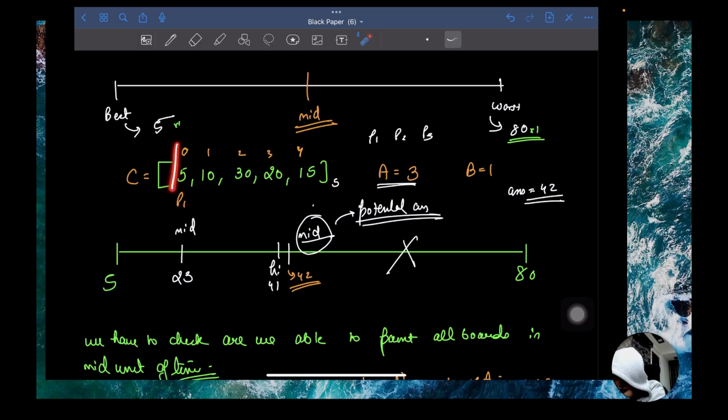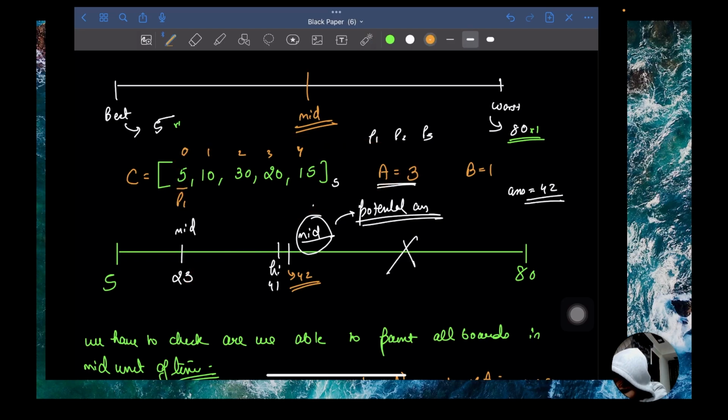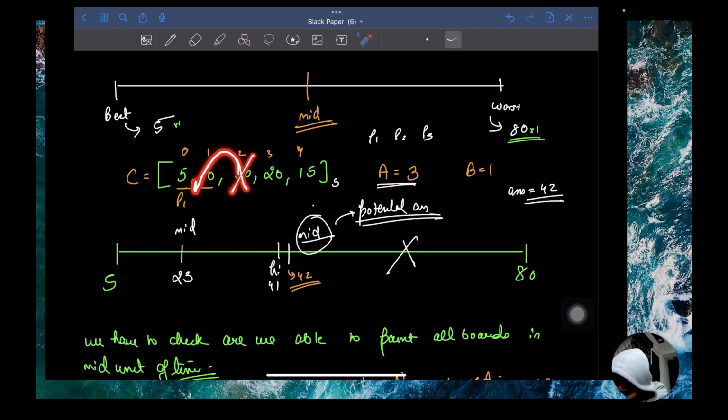Painter 1's starting board is of 5 units. So 5 into 1, 5. Is it less than 23? Yes. So painter 1 can be allocated this board. Then if you expand for painter 1, this is 15. 15 into 1 is less than 23. Painter 1 can be given these two boards. If you try to expand for painter 1, this is 45. 45 into 1 is not less than 23. So you cannot allocate this board to painter 1. You need to deploy the next painter, painter 2. Okay. Now there is a problem.